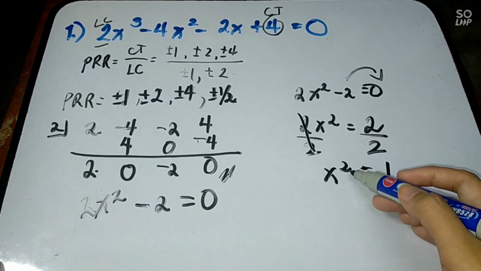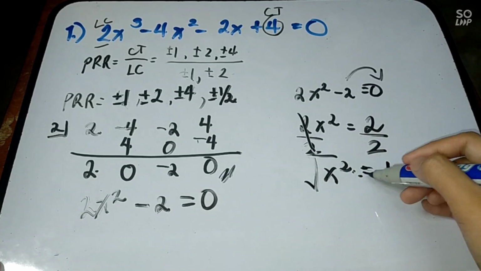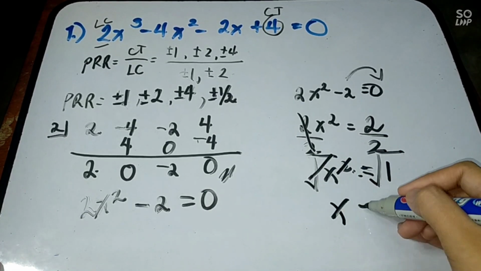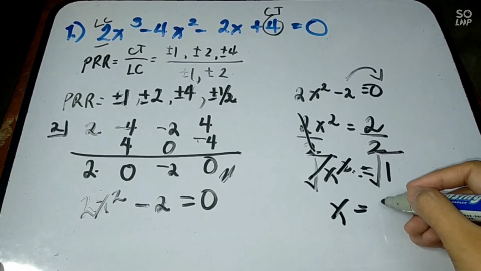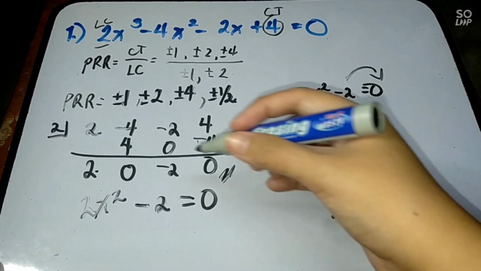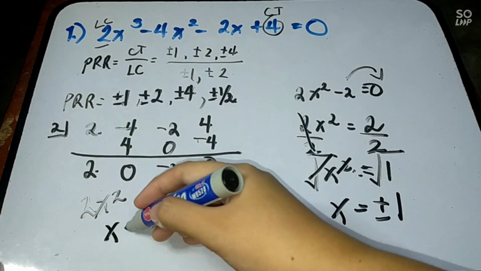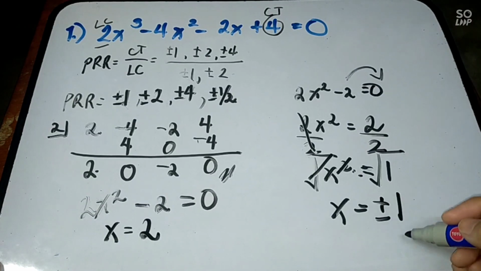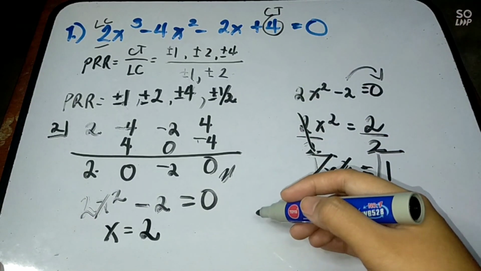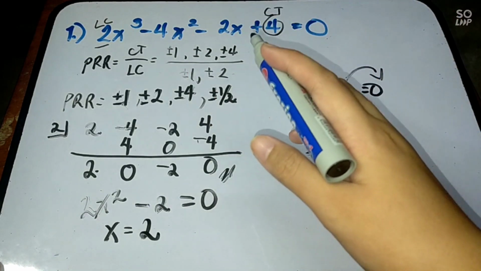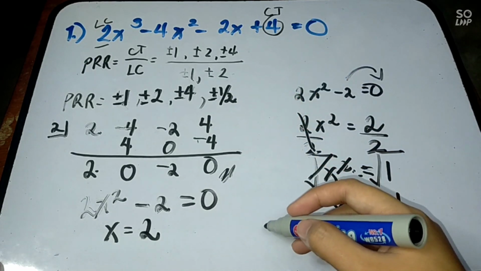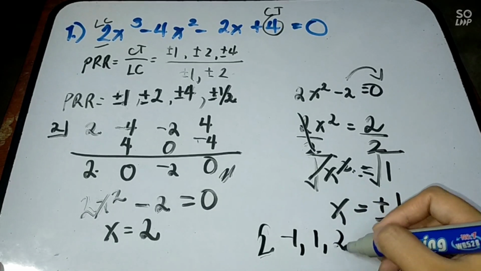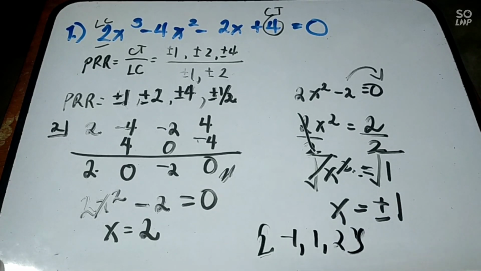Then, for us to solve x squared, square root both sides lang po natin. Then, cancelled out x squared, then x. So, x is equals to square root ng 1, that is positive and negative 1. So, meron na tayo dito isang x, which is x is equals to positive 2. Then, the other 2 is positive 1 and negative 1. Therefore, the roots of 2x cubed minus 4x squared minus 2x plus 4 are negative 1, 1, and positive 2. That is it.